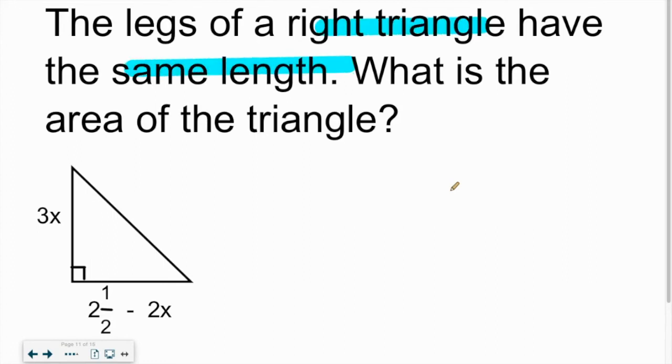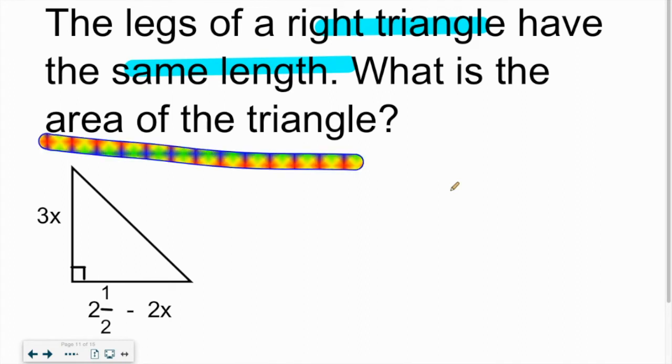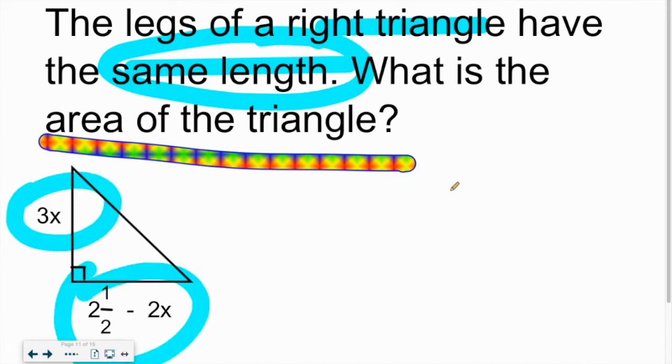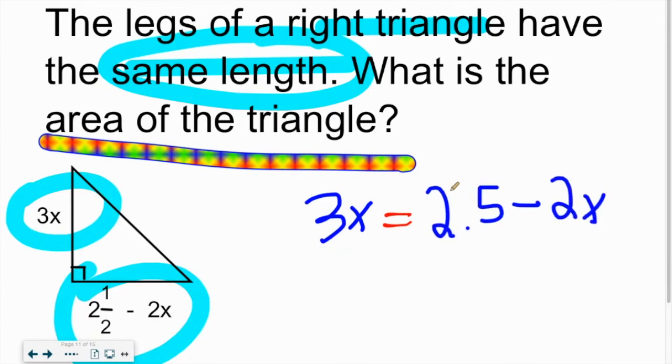What is the area of the triangle? Well, when it says what's the area of the triangle, first we have to back up, and this is very important, where it says these legs are the same length. We really should say it differently. The legs are equivalent. So pick one, 3x, and it's the same length that is equivalent to the other one, 2.5, I'm going to switch that to 2 5/10, 2.5 minus 2x.